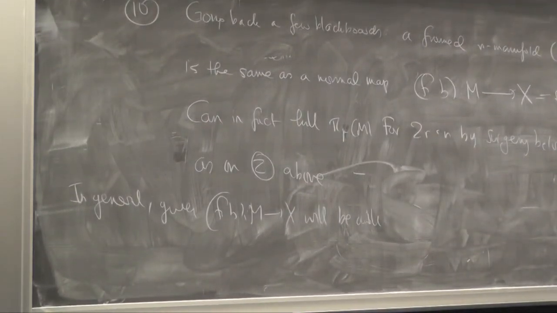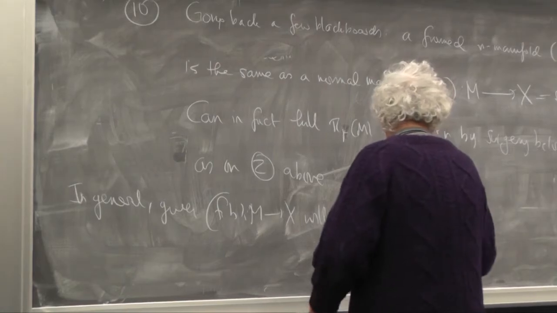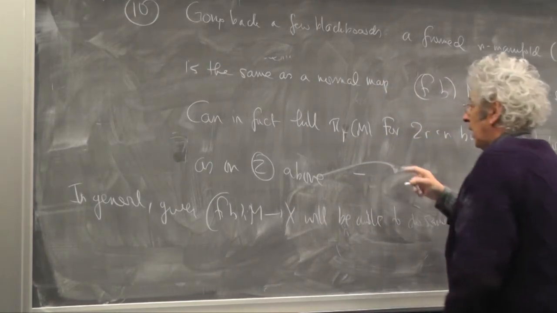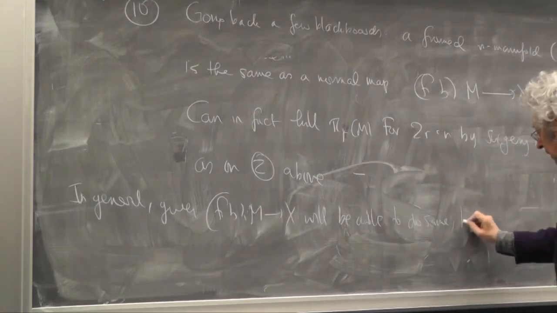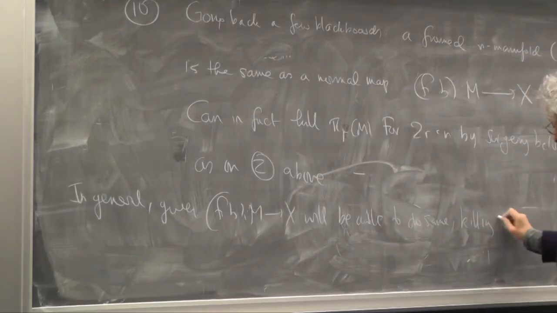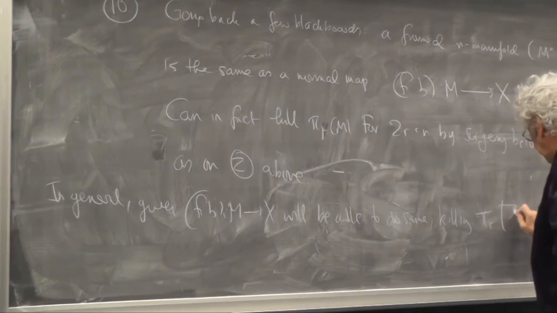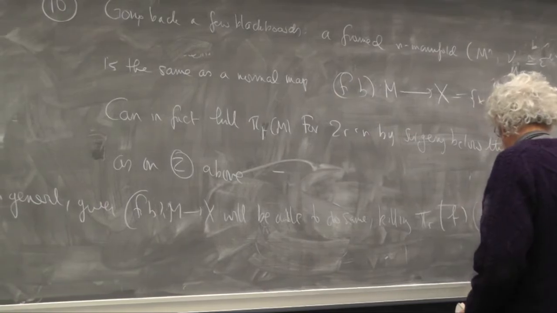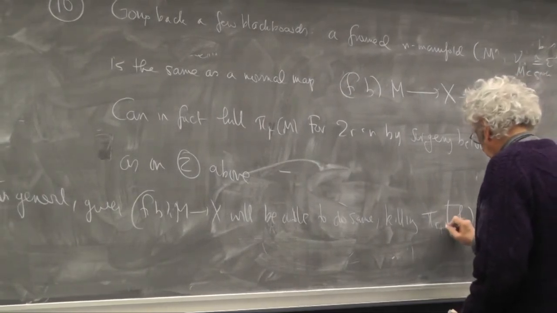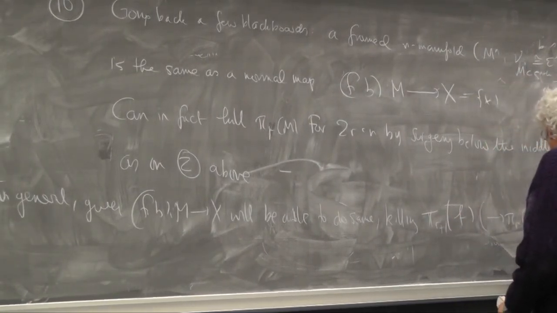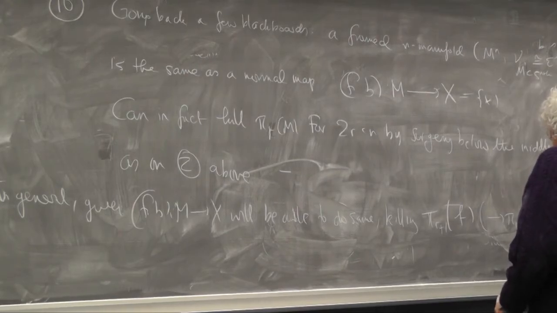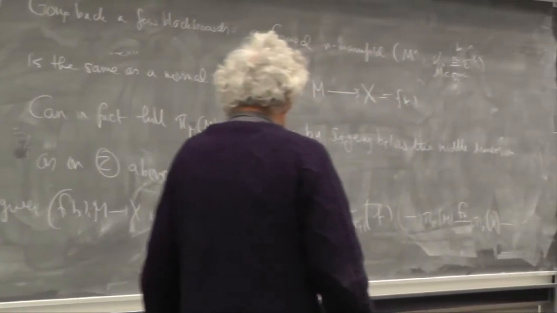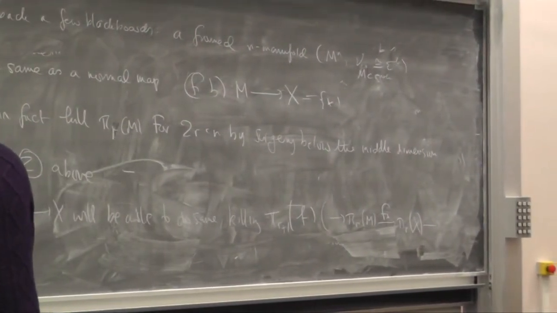We would be able to do the same, i.e. kill, i.e. make F highly connected, by killing what I would call pi_r(F). Maybe I should call it pi_{r+1}(F), the thing which sits in the exact sequence, below the middle dimension for 2r less than n.